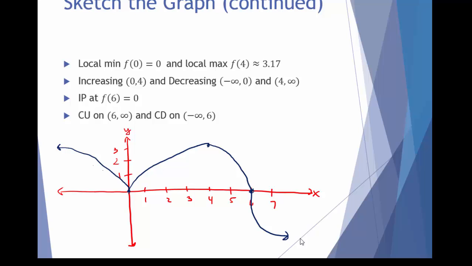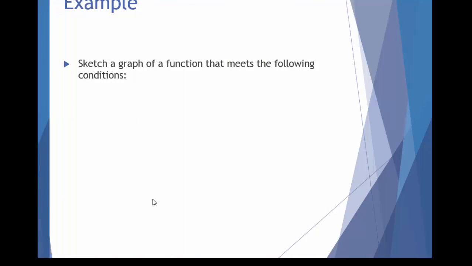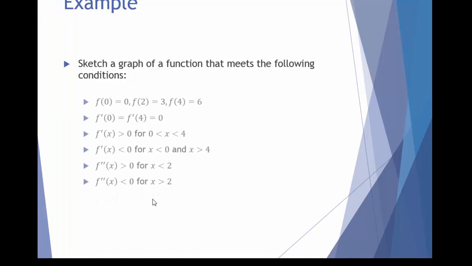So even though this is an extremely non-traditional graph compared to what you tend to see in pre-calculus, we're able to extract all of this information simply by looking at the first and second derivatives of the function. Let's do one more example where we're going to sketch a graph of a function that meets the following conditions.